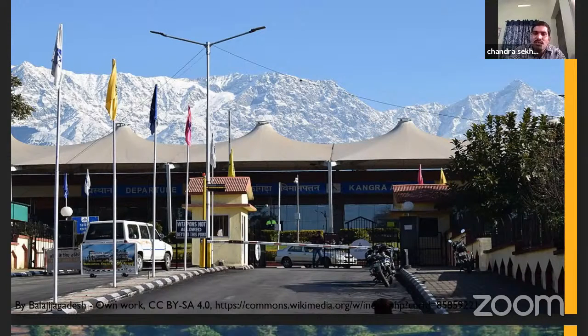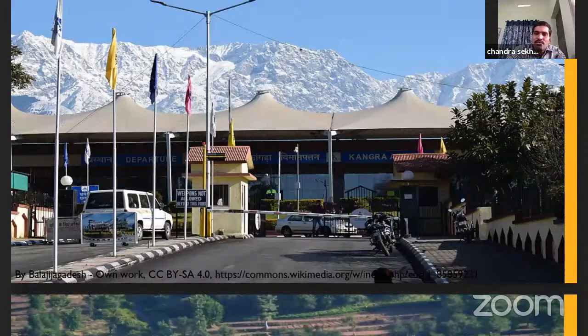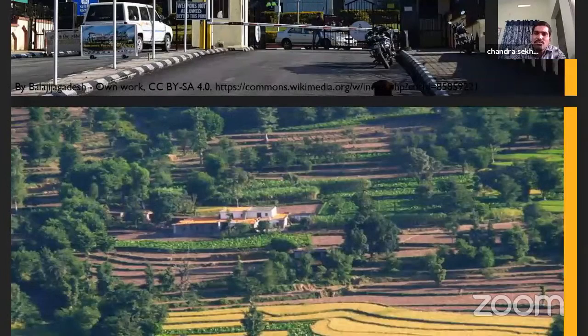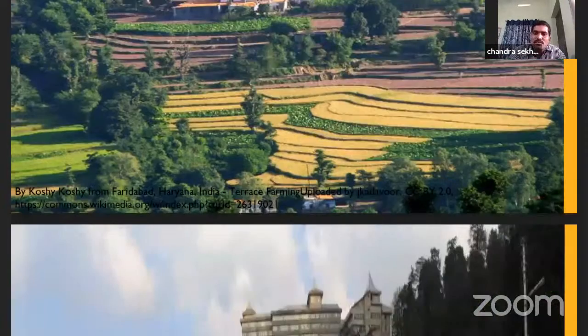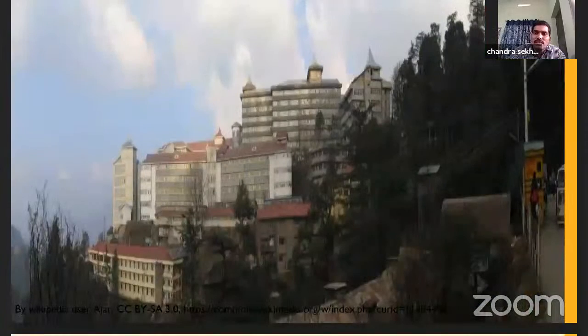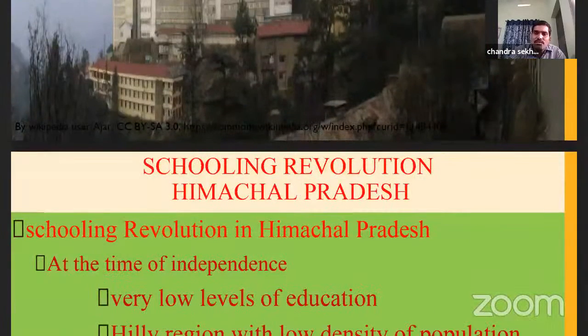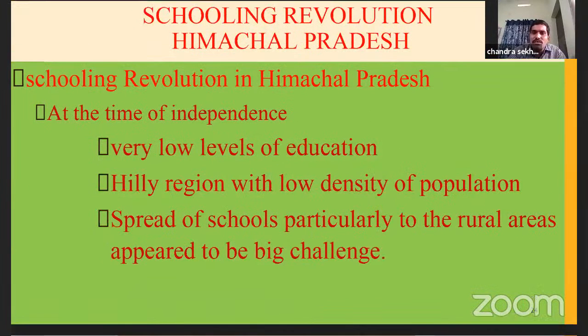This is the airport, Kangra Airport, which is located in the Himalayan region. Terrace farming we can also observe in the picture. Himachal Pradesh is totally hilly area, that's why they are implementing terrace farming. Here is another building in the Himalayan region. So now the schooling revolution which happened in Himachal Pradesh.